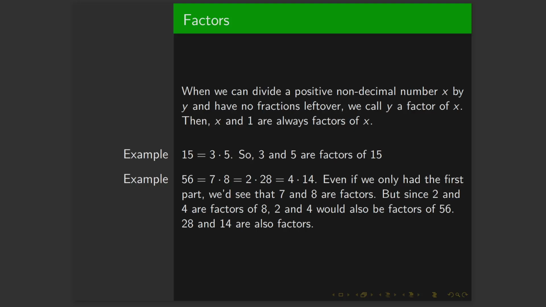Let's just look at a few examples. For 15, its non-trivial factors, which are not 1 and x, are 3 and 5, since it's literally just 3 times 5. But now if you look at 56, we can write it as 7 times 8, or 2 times 28, or 4 times 14, right? So we have multiple factors. And one thing we'll notice is that even if we just had the first part, 7 and 8, those are the only factors, since 8 itself has factors of 2 and 4, 2 and 4 will also be factors of 56. So there's kind of like a ladder being built up. It's not really a ladder, it's more like a tree root. At the top you have the numbers, and you can keep breaking it down and down and down. So all the factors are 1, 2, 4, 7, 8, 14, 28, and 56.